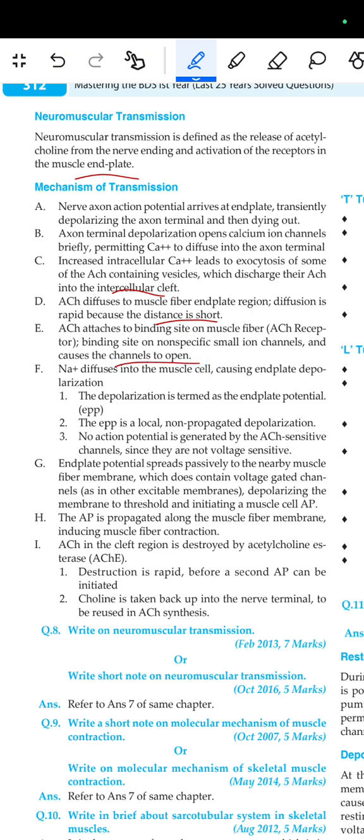Na plus diffuses into the muscle cell, causing the end plate depolarization. The depolarization is termed as the end plate potential, EPP. EPP is a local, non-propagated depolarization. No action potential is generated by the ACh sensitive channel since they are not voltage sensitive.